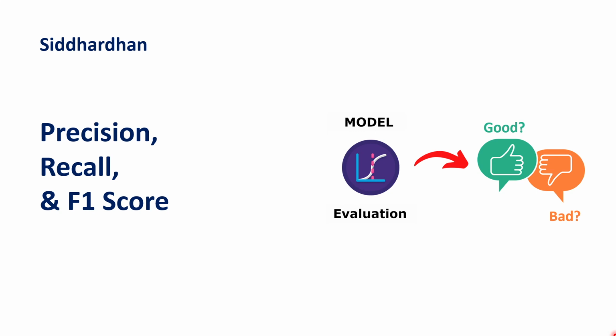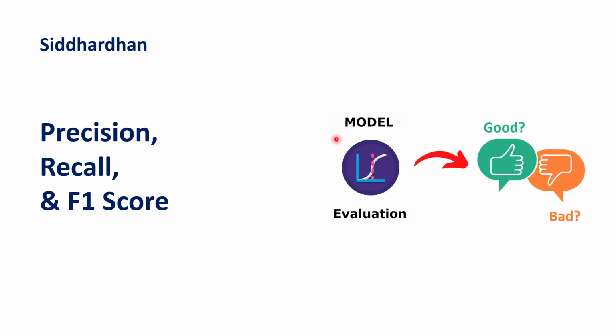The previous video was on accuracy score and confusion matrix. So I explained in detail the concept behind this accuracy score and how we can find this accuracy score and confusion matrix in Python. So in this video, we are going to discuss some more important evaluation metrics that include precision, recall, and F1 score.